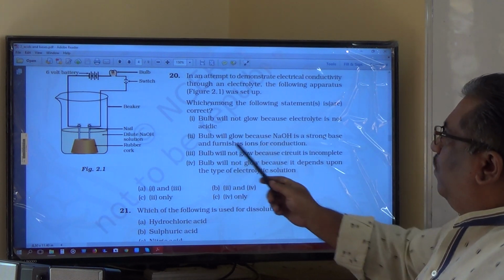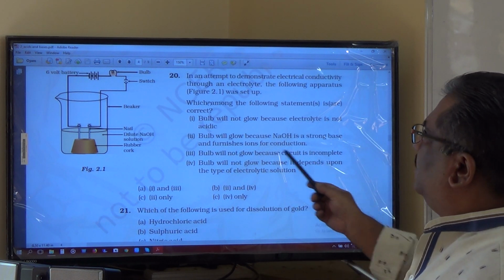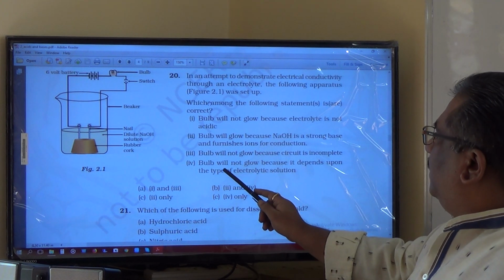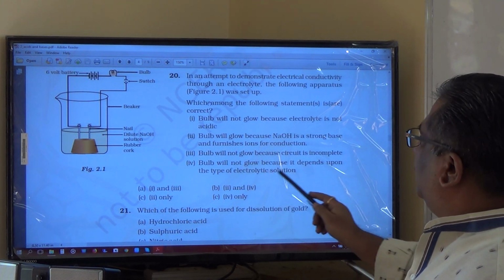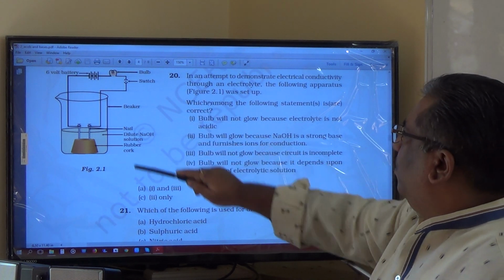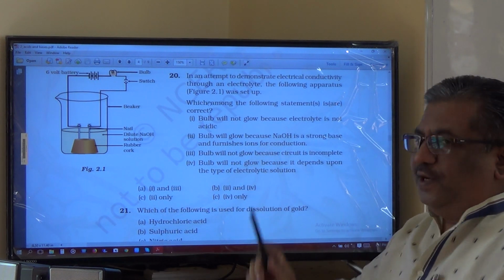Correct is bulb will glow here because sodium hydroxide is a strong base. Bulb will not glow because circuit is incomplete. That's also wrong. The circuit is complete. So correct statements are bulb will not glow because it depends upon the type of electrolytic solution. No, here bulb will glow. Answer is 2 only. Out of this, 2 only is the correct answer.